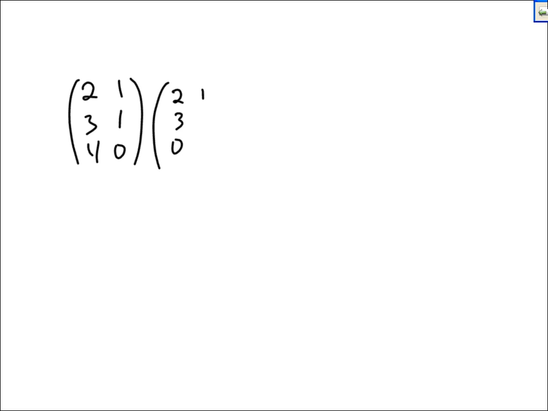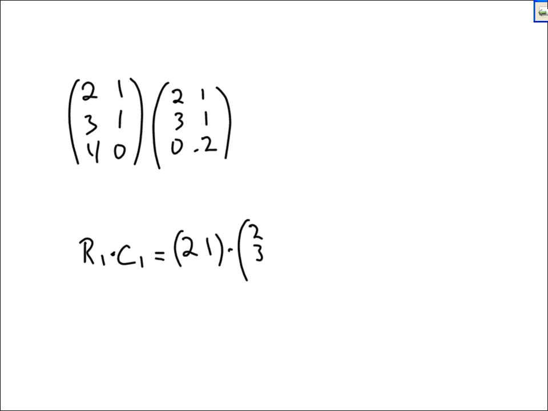Now, can you multiply these two matrices? 2, 1, 3, 1, 4, 0. You want to multiply this with 2, 3, 0, 1, 1, 2, negative 2. Can you multiply these two matrices? That is, can you dot row 1 with column 1? Well, this is row 1. I'm going to dot it with column 1. And hopefully you see that there's a problem here.